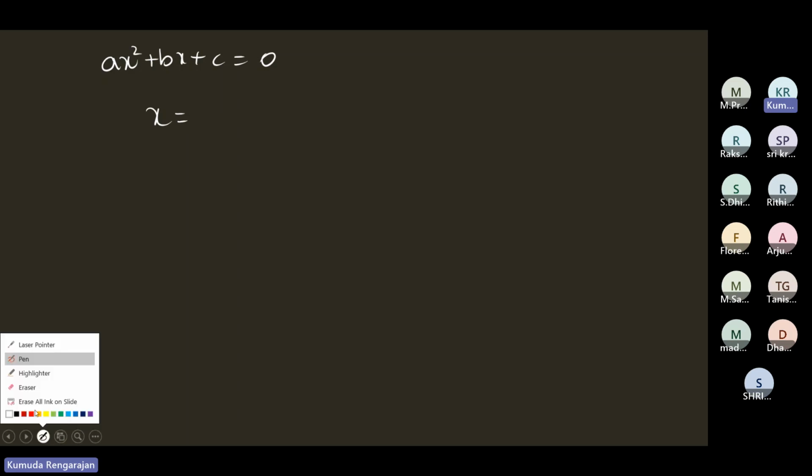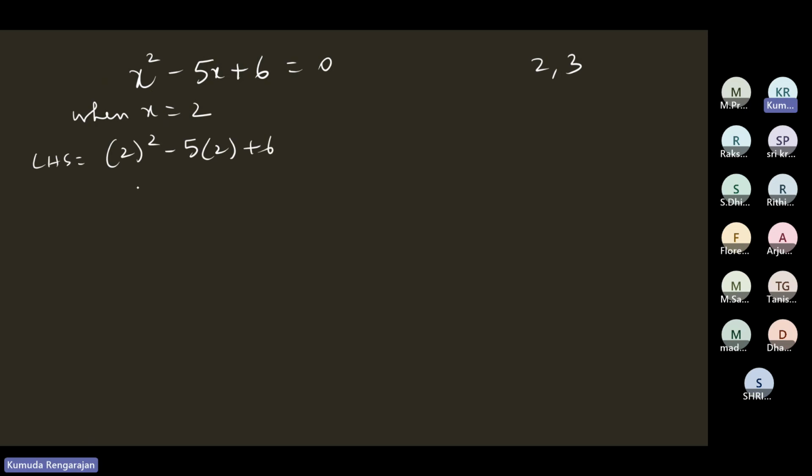Okay, so before we see that, now for example, x squared minus 5x plus 6. Now let's check when x is equal to 2 and x is equal to 3. When x is equal to 2, what do you get? LHS is equal to 2 squared minus 5 into 2 plus 6, 4 minus 10 plus 6. So this is 0. RHS is also 0. So when x is 2, the equation is satisfied.